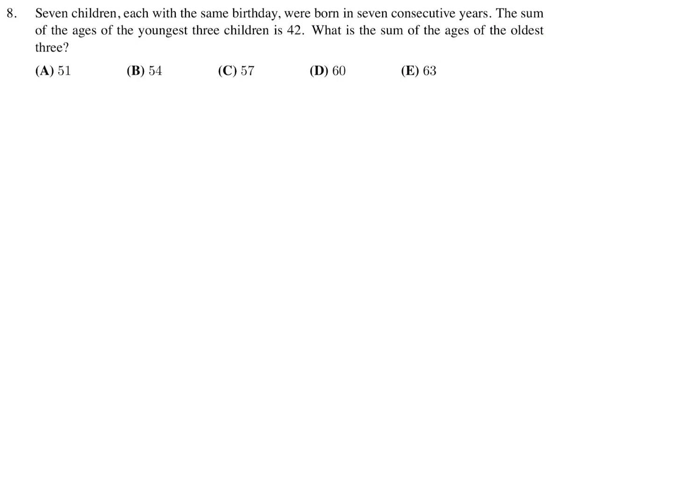7 children, each with the same birthday, were born in 7 consecutive years. The sum of the ages of the youngest 3 children is 42. What is the sum of the ages of the oldest 3? So these parents had 7 kids in the span of 7 years. So they obviously have never heard of birth control. And therefore, the ages are going to be consecutive numbers. x, x plus 1, x plus 2, x plus 3, x plus 4, and so on.